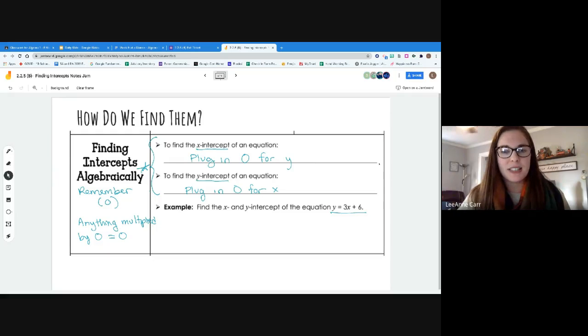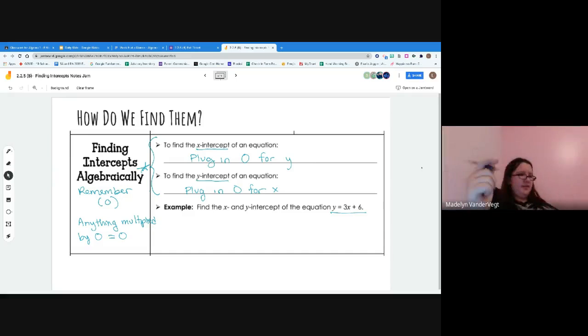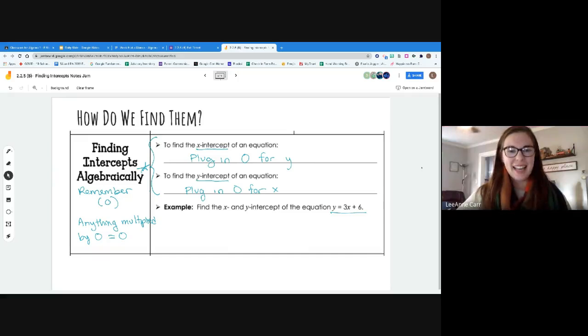Yes, Maddie, you say 6. Can you turn on your mic and explain to me how you knew that? Because it's in y equals mx plus b form, and then the 3 is the slope, but after the plus is the b, so the b is the 6. Yeah, good. Thank you. You can turn off your mic now. So 6 is our y-intercept.